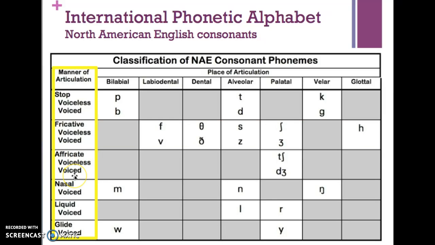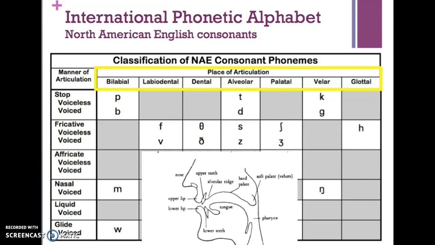Just a quick reminder, the y-axis of the chart represents the manner of articulation, and so this is how these sounds are made. While the x-axis refers to the place of articulation, and this refers to where the sounds are made. So if we remember our articulators here, labiodental fricatives, we don't have any bilabials, which is why it's grayed out, but labiodental fricatives are those that require lips and teeth to be made.